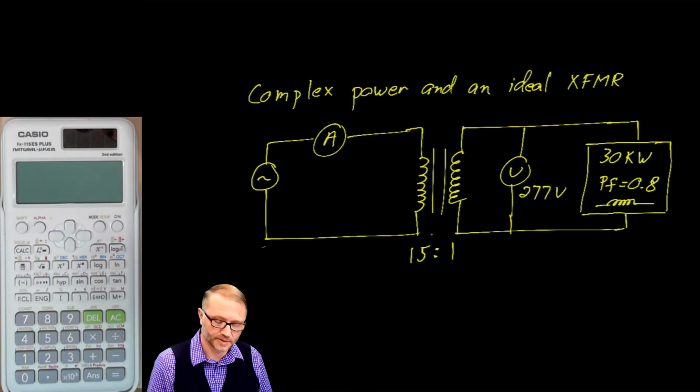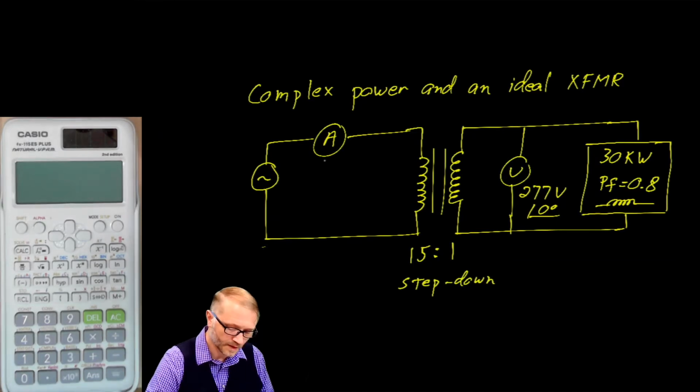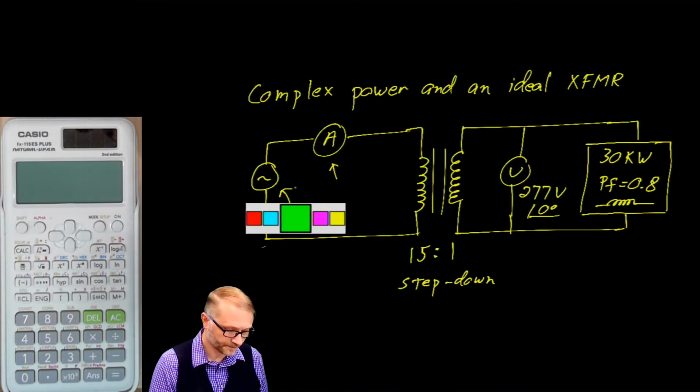In this example, we have a 30 kilowatt load with a power factor of 0.8 inductive. It operates from a 277 volt system. We'll assume that is an angle of 0 degrees. It is fed by a 15-to-1 step down transformer. There's an unknown current and an unknown voltage.